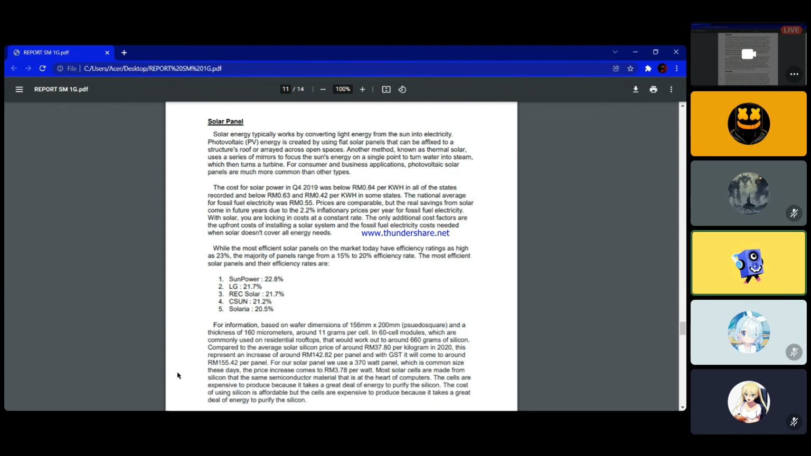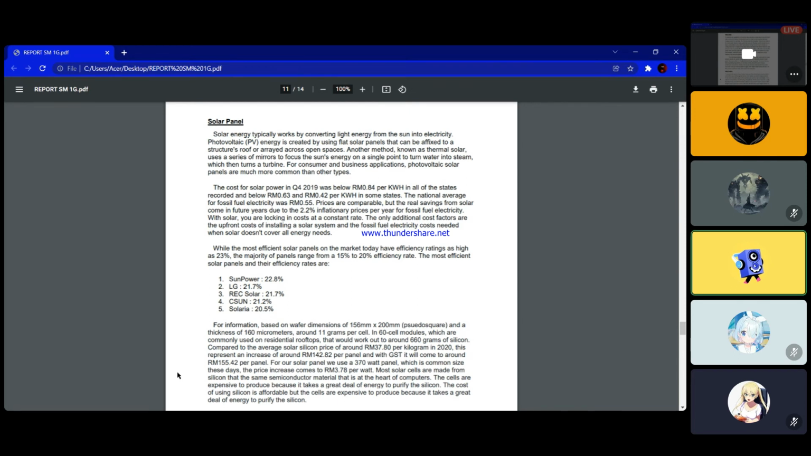Prices are comparable, but the real savings from solar come in future years due to the 2.2% inflationary price increase per year for fossil fuel electricity. With solar, you are looking at a constant rate. The only additional cost factors are the upfront cost of installing a solar system and the fossil fuel electricity cost needed when solar doesn't cover all energy needs.